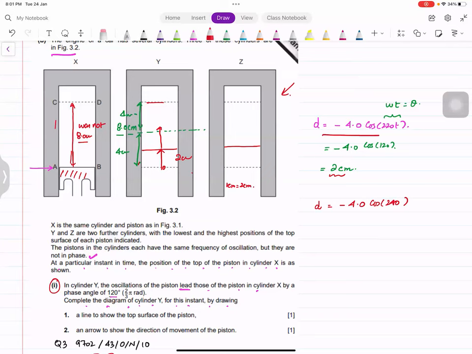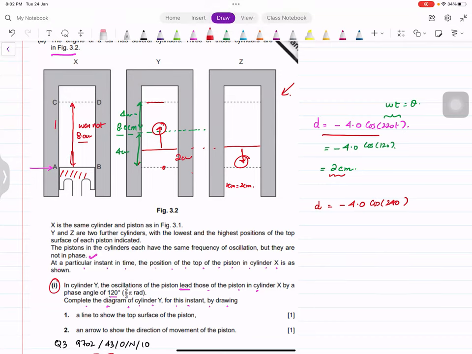It says it leads those in cylinder X by a phase angle of 240 degrees. So you can make the same line, it would be the same line as this. The difference is that it would be coming back from that position. So it was going up at 120 degrees, so at 240 it would be coming back from that position. Understood?